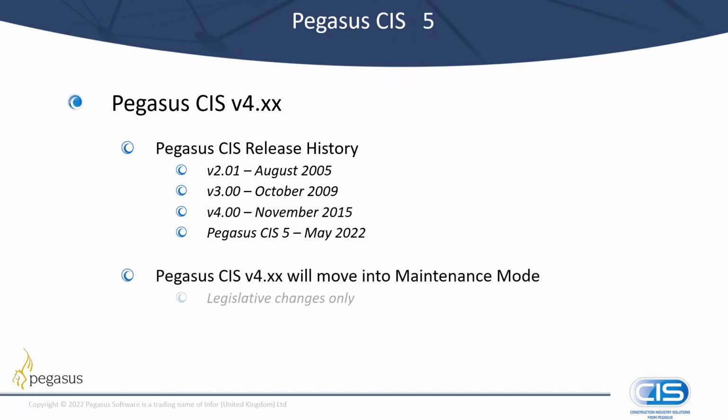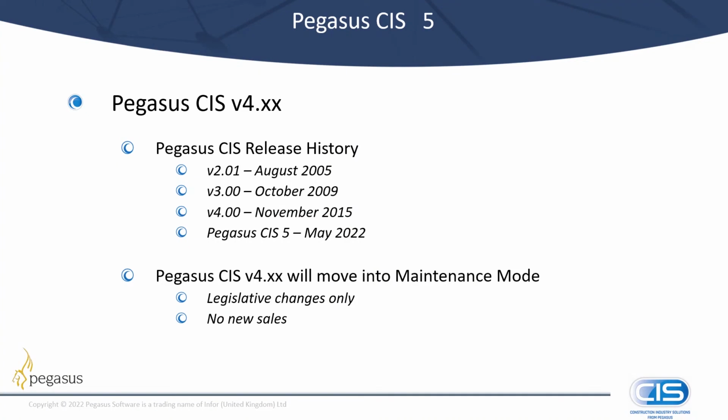So what does this mean for Pegasus CIS 4? What it basically means is Pegasus CIS V4 is moving into maintenance mode. This means there will be no more development within the product. We will apply legislative changes so the existing customers continue to use the product, assuming of course that they've got a current ANC, but nothing new will be added into the product.